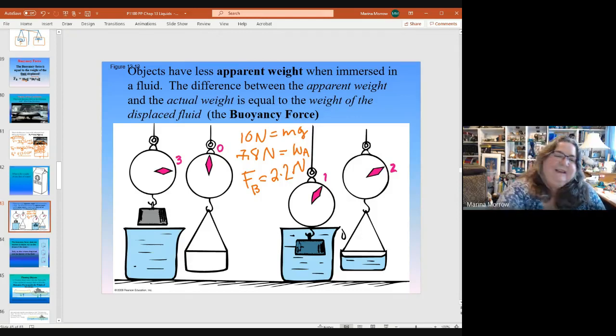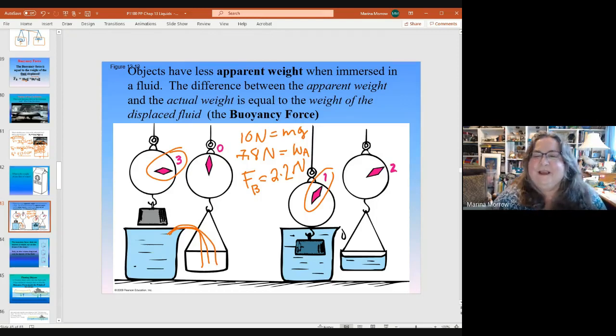Okay, and you can see here we've got a similar example. Here's a weight that has 3 newtons. When it goes into the water, it's down to 1 newton. The water that it displaced, this water poured out instead of merely being pushed upwards, was about 2 newtons worth of water. So all the water's still there, the weight's still there, but we've got a buoyancy force.